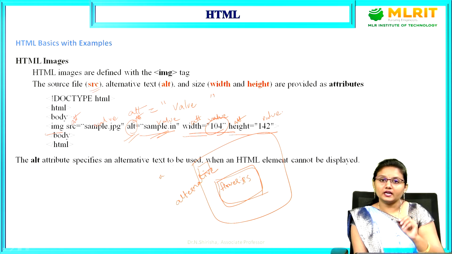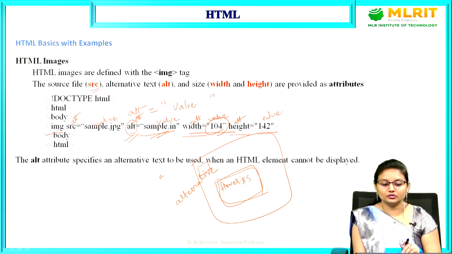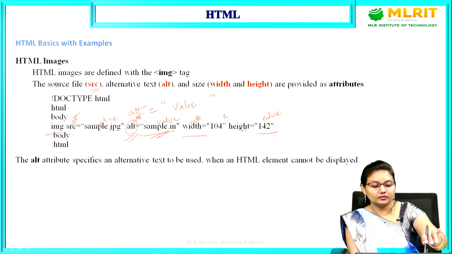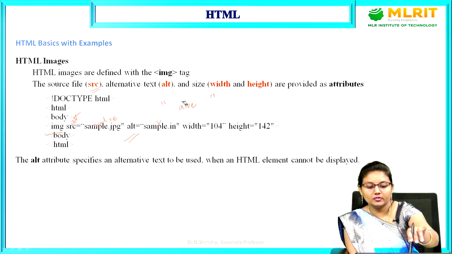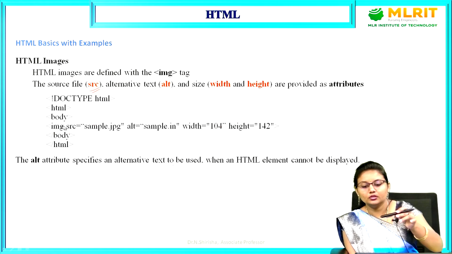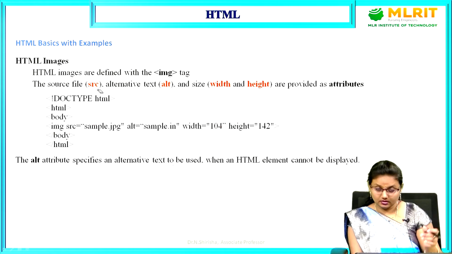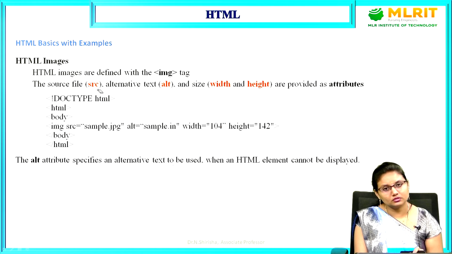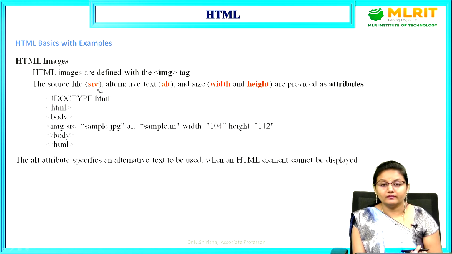So every tag has its own attributes and values which can be defined for the properties of the tag that you are using. Here the example is the image tag. The image tag can be given using img or image, the complete spelling. What are the attributes? Source, alt, width, height. Irrespective of this, you also have several other attributes. We'll discuss them slowly.